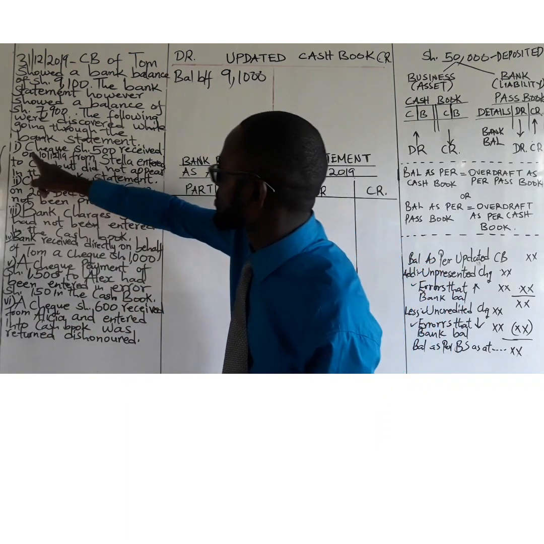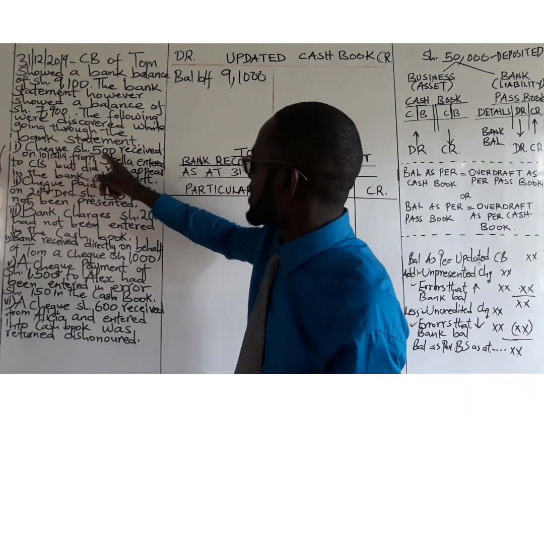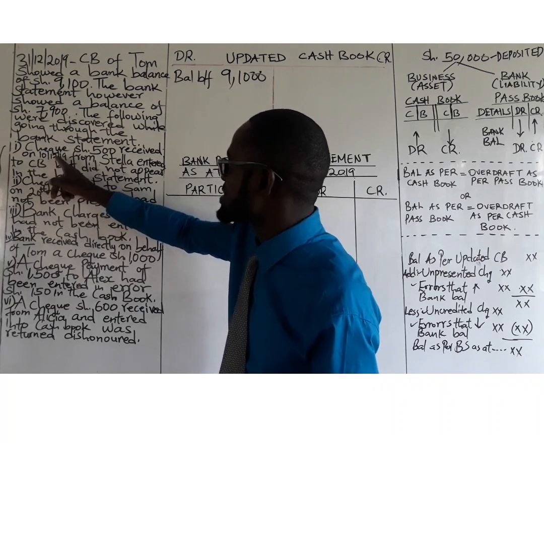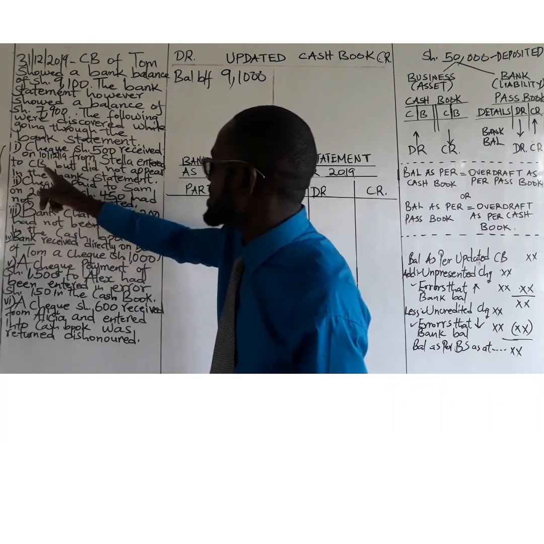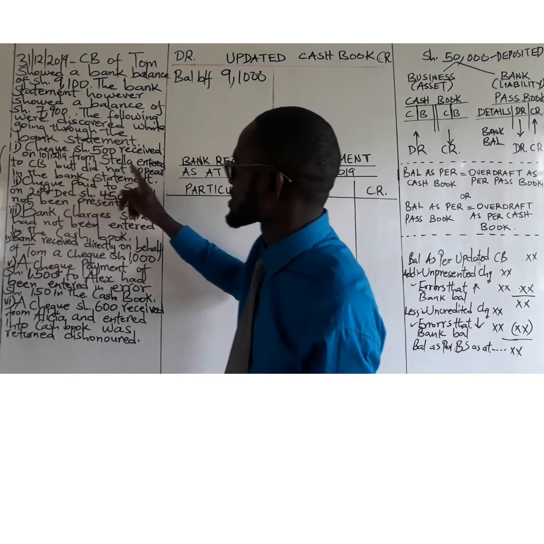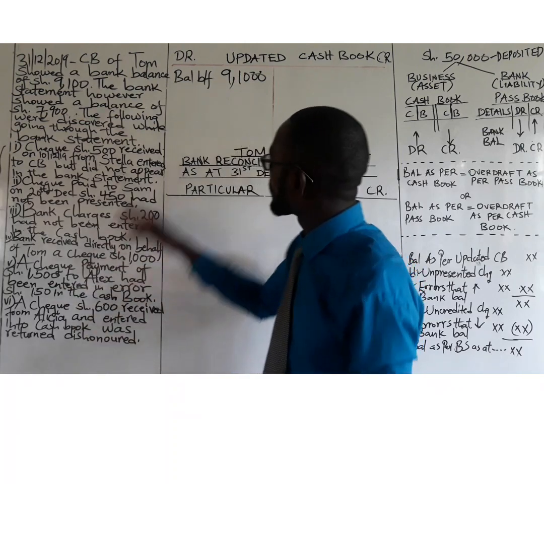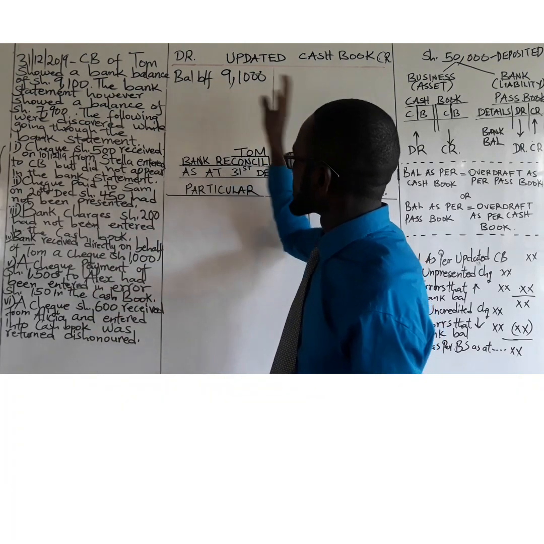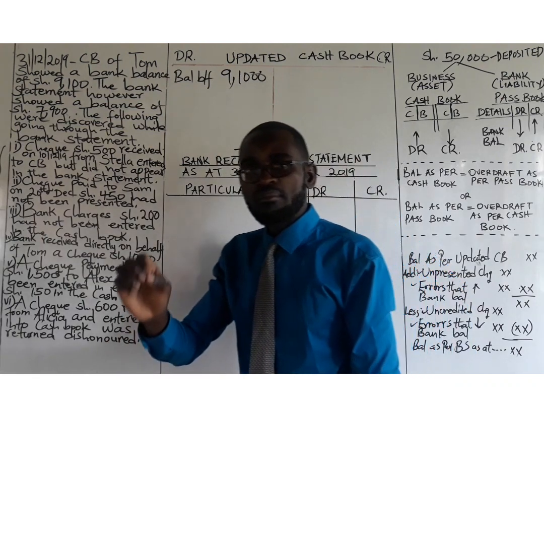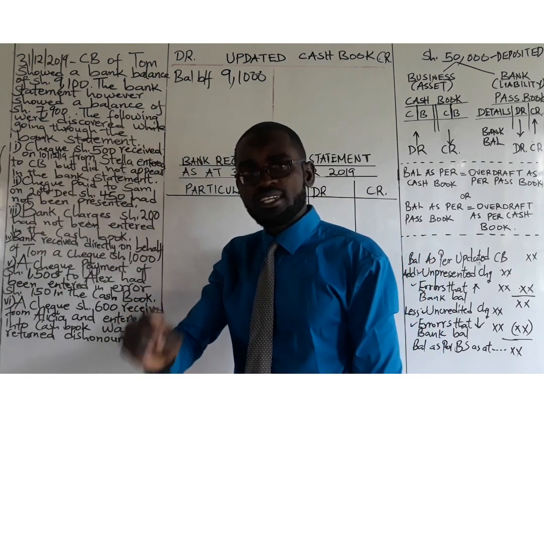Like we are told, a check of 500,000 received on 10th of December from Stella was entered in the cash book but did not appear in the bank statement. Now this one is already in the cash book. We won't deal with it on either side. Let us go to the second one. We only deal with those amounts which are supposed to feature here and are not yet featuring.